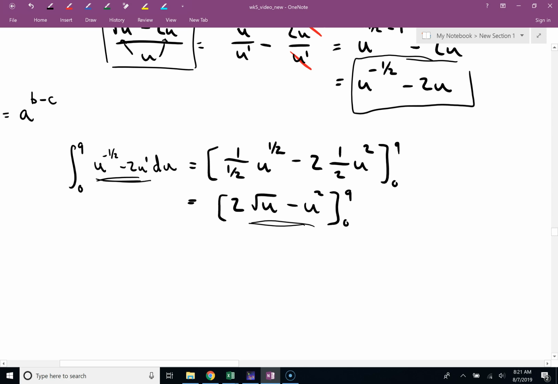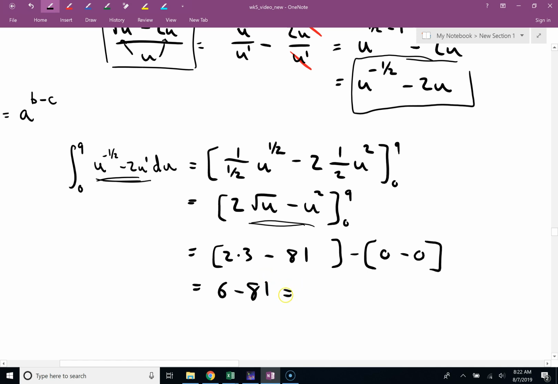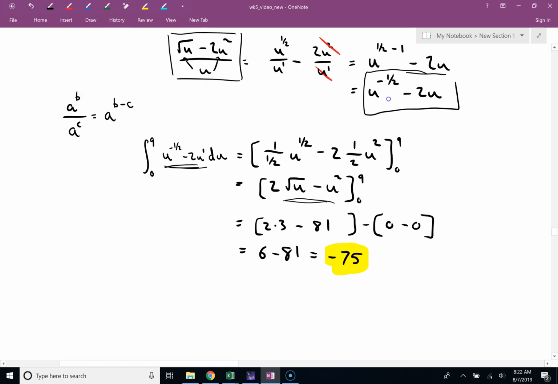Now let's plug in 0 and 9. I think plugging in 0 won't be so bad. The square root of 0 is 0, and 0 squared is 0, so that one's nice. 9, on the other hand, the square root of 9 is going to be 3, and 9 squared is going to be 81. So I get 6 minus 81. And there's minus 0 over there, but that doesn't matter so much. So this is going to be negative 75. And that right there is my final answer.